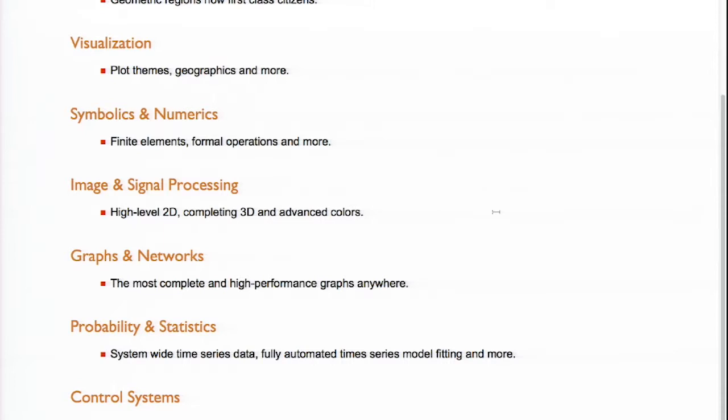Graphs and networks. By now, we can proudly say that the graph and network side of Mathematica is complete. It's by far the most comprehensive and highest performing graph computation system in the world. So it has reached a very mature and complete state.